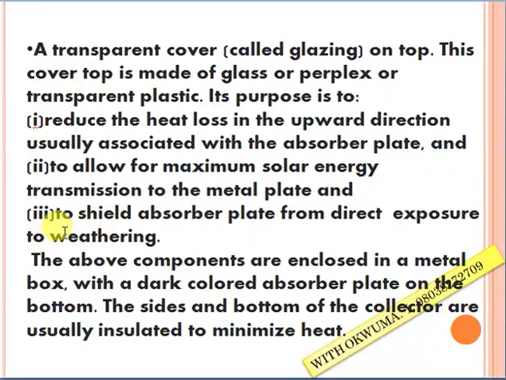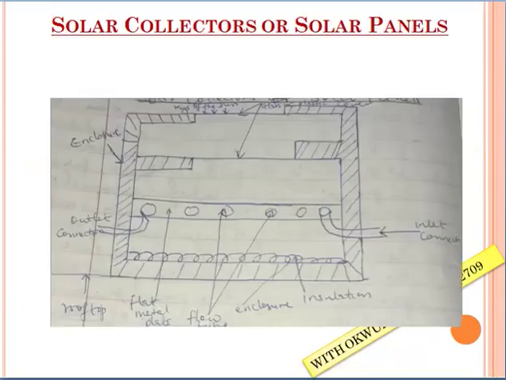The third one is to shield the absorber plate from direct exposure to weathering. So as you can see from the diagram, since it is made of glass, it will shield this absorber plate from direct exposure to weathering. So these are the functions of the glazing.